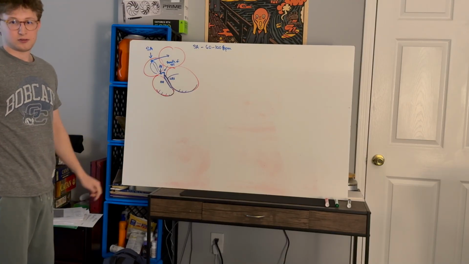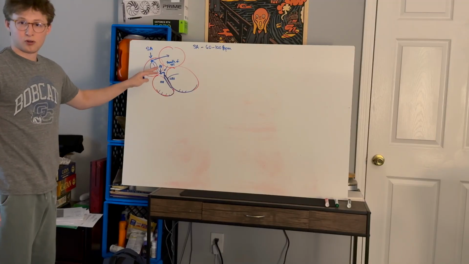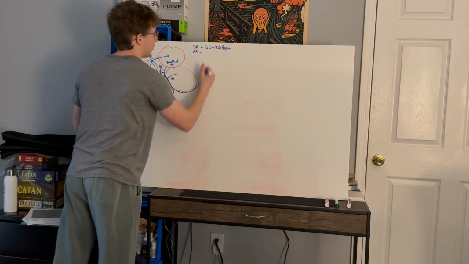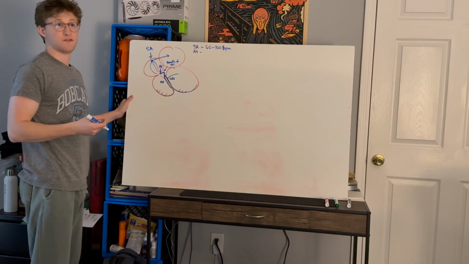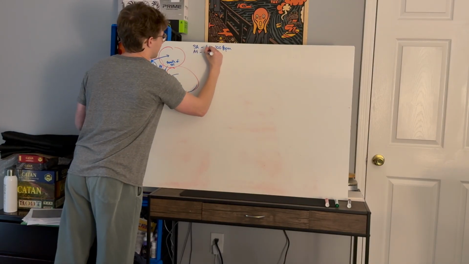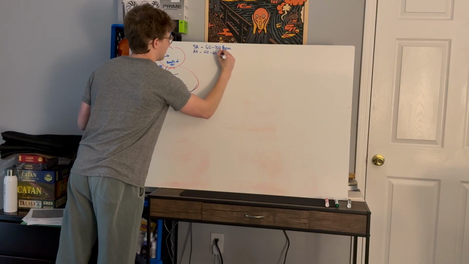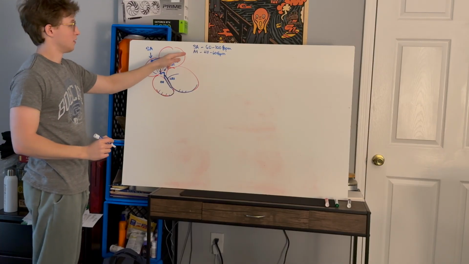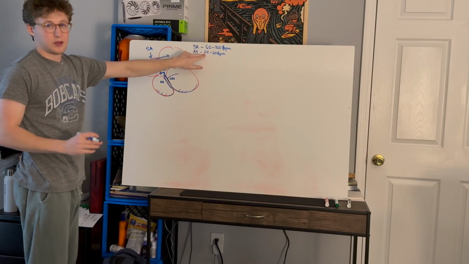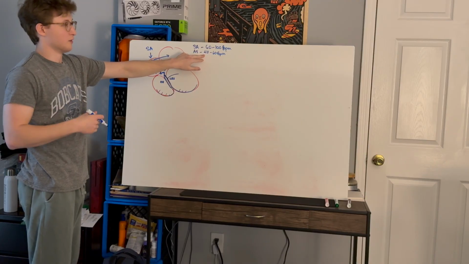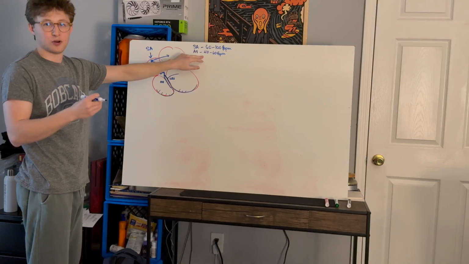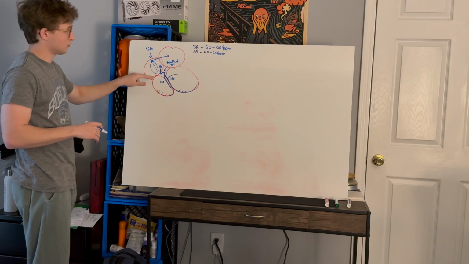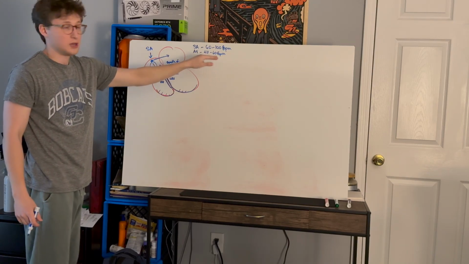The AV node, if it is in control, if the SA node is damaged or dysfunctional, has an intrinsic heart rate of 40 to 60. So if the SA node is knocked out, the AV node takes over, but it's slower. For multiple different reasons, the action potential, the impulse, takes longer to get through the AV node and then through the ventricles. So you have 40 to 60 beats per minute.